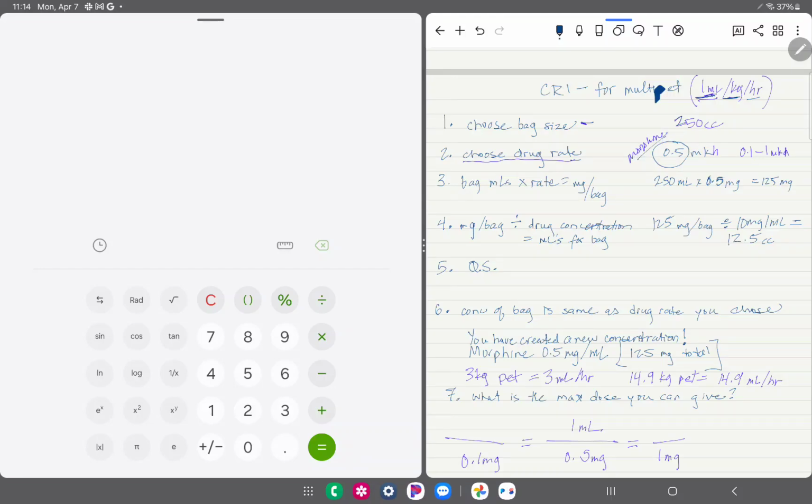Again, with morphine, we're looking at a pretty normal, safe rate right down the middle, 0.5 mg per kg per hour. The Plumb's says it's 0.1 to 1 mg per kg per hour, so that's good. We're right in the middle, and we can figure out how to titrate that amount for each patient, no problem.